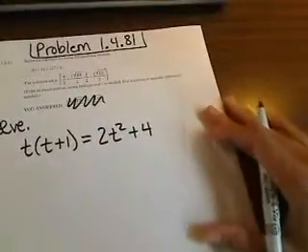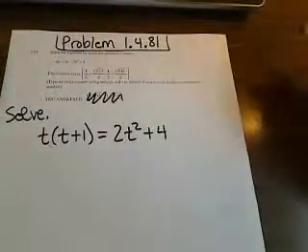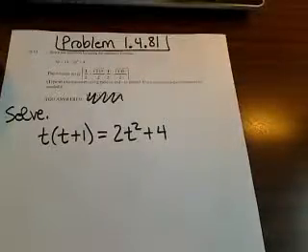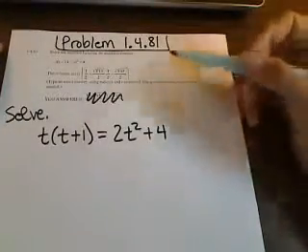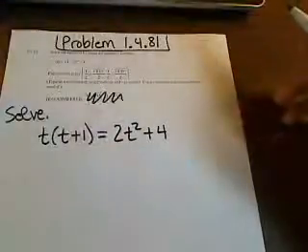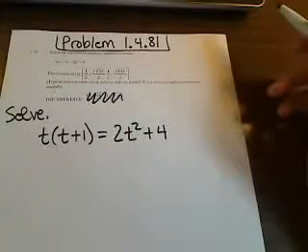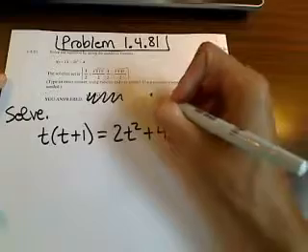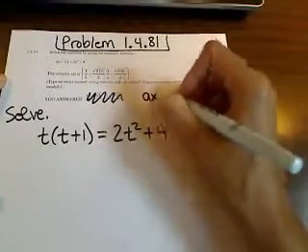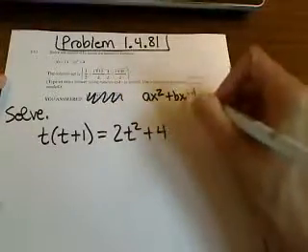Okay, so this is problem 1.4.81, and they ask us to solve by using the quadratic formula, and this is what we're given. And so we know that anytime we're using the quadratic formula, we want to be able to put something in the form that is set to 0.